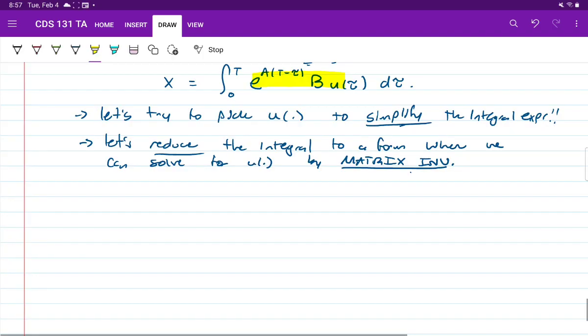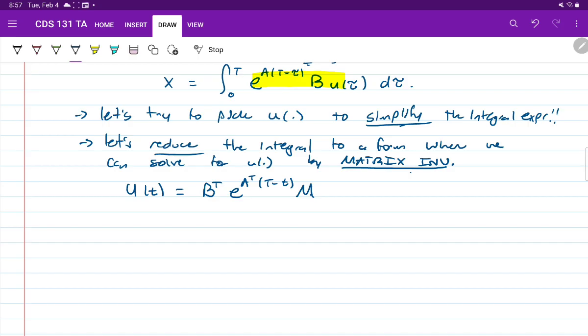So in order to clean up this expression, I'm going to pick an input signal u(t) equals B transpose e^(A transpose (t-τ)), okay? I'm going to multiply this by some matrix M, which I've yet to determine, and some fixed vector v, which I'm also yet to determine, okay? Now, if I plug this in, what are we going to get? I'm going to get the integral from 0 to t of e^(A(t-τ)) times B, and if I plug in for u, I'll get B transpose e^(A transpose (t-τ)) times M times v dτ. Oh, excuse me, this should be a tau.